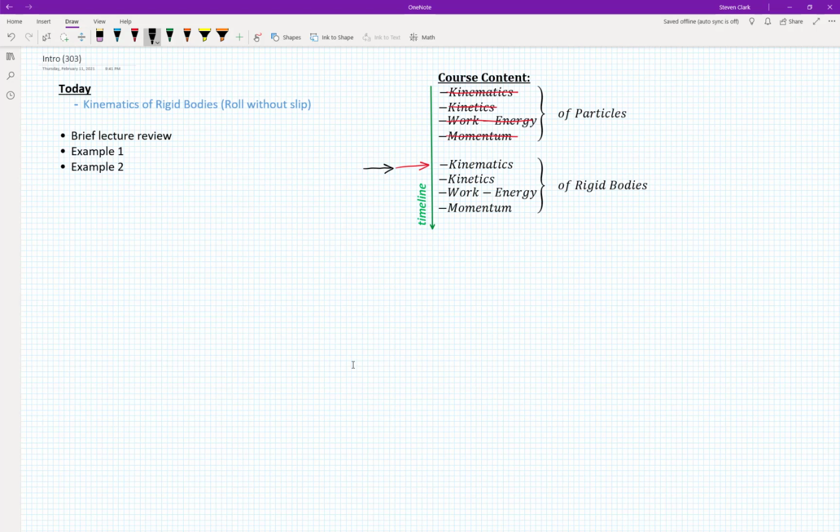And I think I'm not wrong if I say that this is the last discussion in this chapter, I believe, yes? Today we will focus on roll without slip, and I prepared a brief lecture review and two examples. Without further ado, let's dive straight into our discussion.